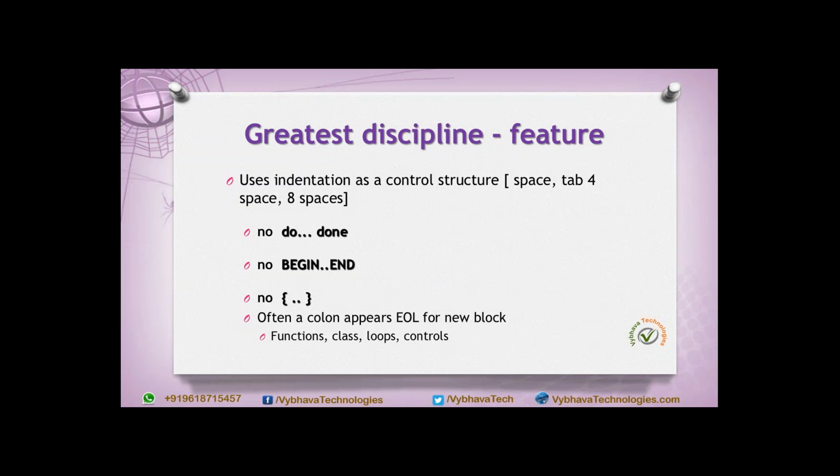Whenever you are making one block, if I am writing an if condition, I have to use one space. If I am writing a for loop, I need to use one space or tab, anything you can use. So the block will be constructed with 4 spaces, one space, or 8 spaces, anything.